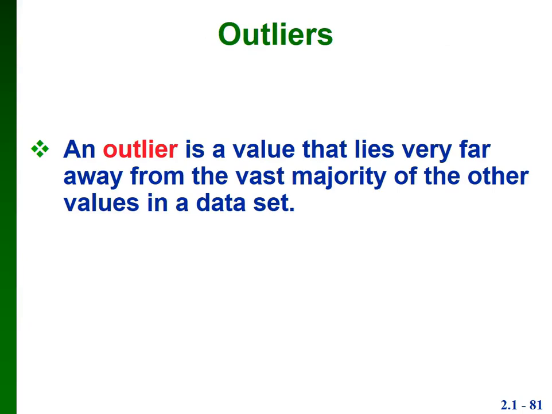Now, another thing that we talk about with data distributions is outliers. And we've already talked some about extreme values. An outlier is usually an extreme value. It's a value that lies very far away from the vast majority of the other values in a data set. And we can have more than one outlier in a data set.